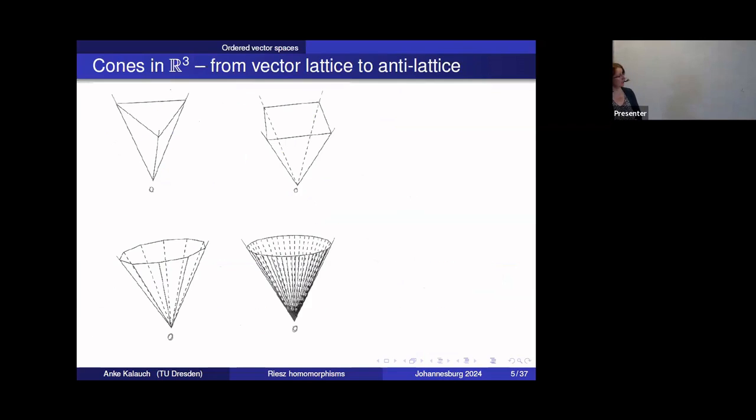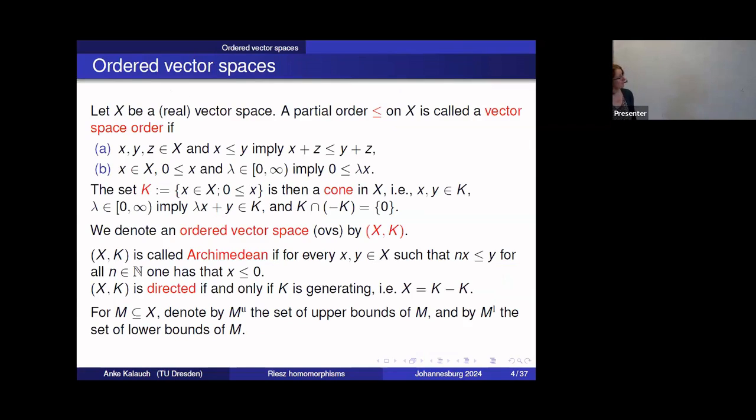Okay, so let's start with the basic things. We consider a real vector space, and we take a partial order on this vector space, and this partial order should fit to the addition in the vector space as well as to the scalar multiplication in a good way. If you have such a partial order, then we can look at all elements that are greater or equal than the zero element in the vector space. It turns out that this is a cone.